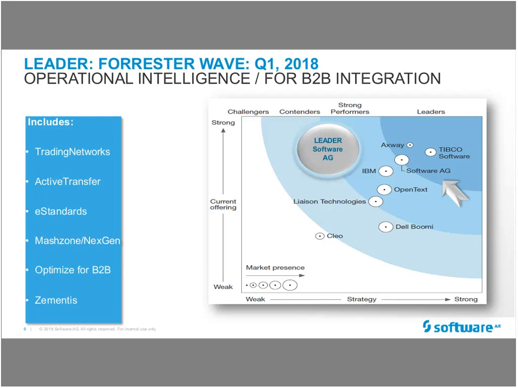Now, if you look to the left, you can see the suite of capabilities we actually presented and demoed to Forrester, including 2 additional solutions you didn't see on the previous slide. There's MashZone for dashboarding, but there's also Zementis, which is Software AG's AI solution for machine learning, and that, in addition to the core B2B platform, was looked upon quite favorably by the Forrester analyst.